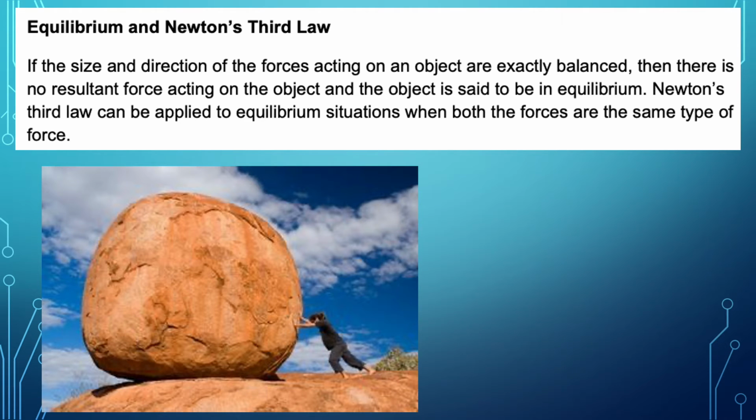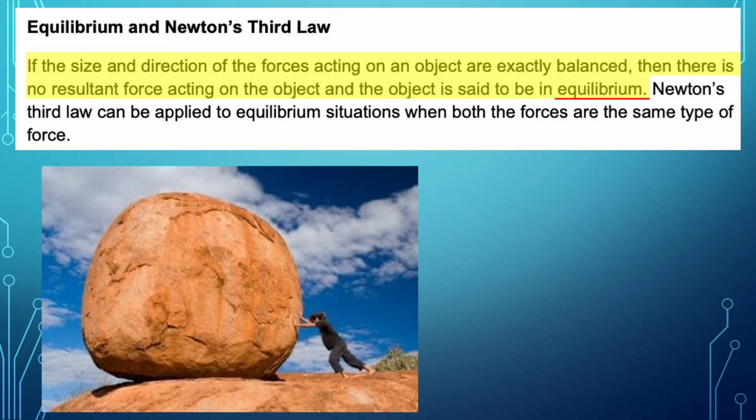Okay, so now we want to look at something called equilibrium. And you may have heard this term before, and if you have, that's great. If you haven't, let's look it up. So if the size and direction of the forces acting on an object are exactly balanced, then there is no resultant force acting on the object, and the object is said to be in equilibrium, right? So there's that word there, equilibrium.